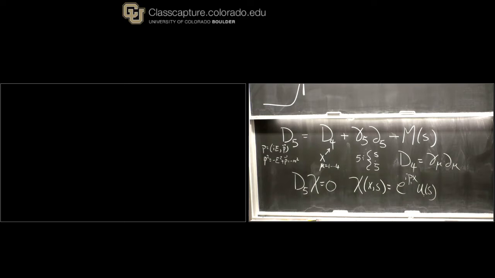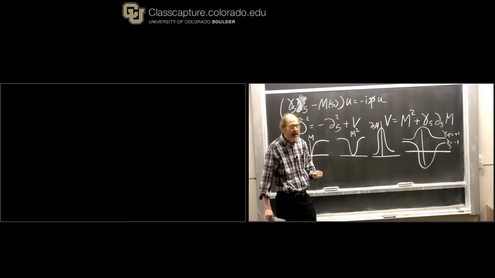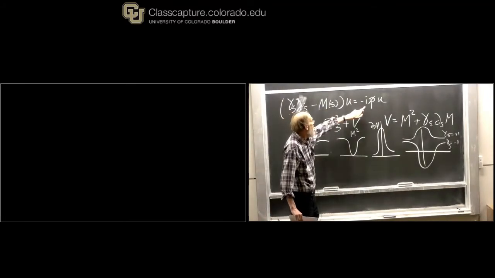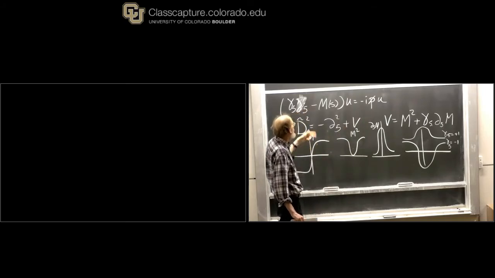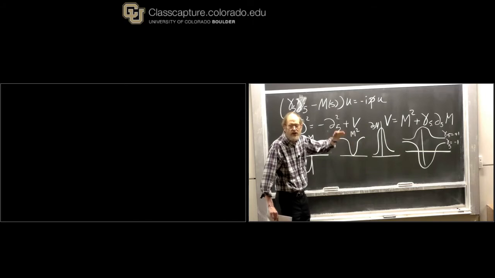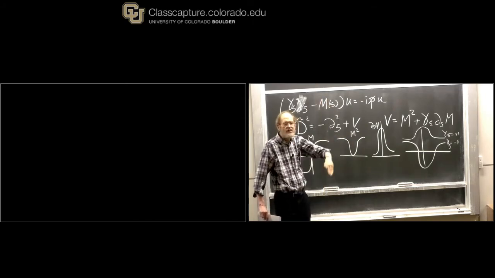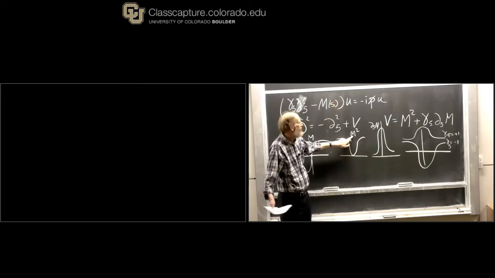It's got solutions where this side of the equation is non-zero, where p is some non-zero number. Those solutions will have mass squared, right? When I square things up, I'll get d squared u equal to m squared u. Little m squared is going to be equal to big M squared, because that's the only scale in the problem. So it's a whole series of excitations, solutions of the Dirac equation which have non-zero eigenvalues.